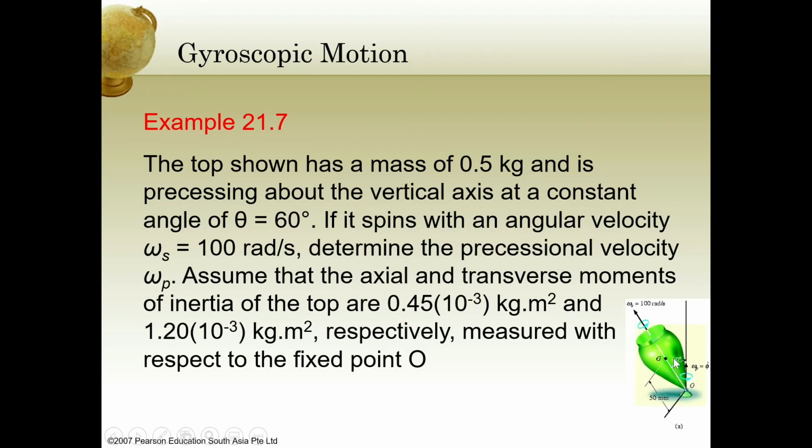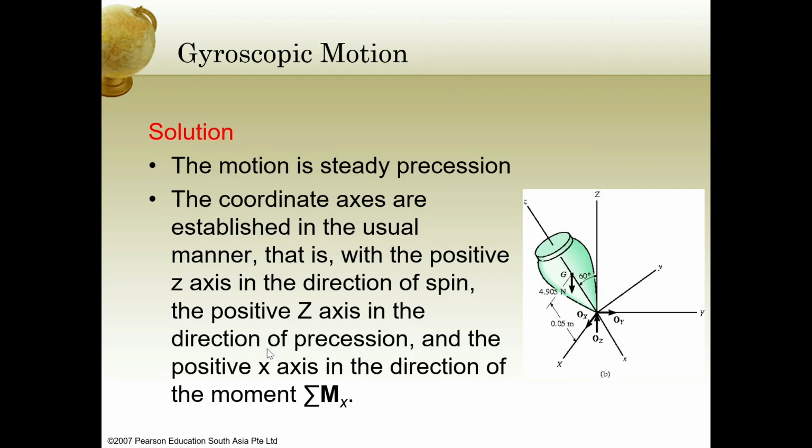So both moments of inertia about the x-axis and y-axis have the value 1.2 times 10 power of negative 3 kilogram meter square. We can assume that the motion is steady precession if there is no mention of a change of the nutation or a change of the speed of precession. So we can assume that the condition is steady precession, where the nutation is constant, the precession is constant, and also the spin is constant as well.